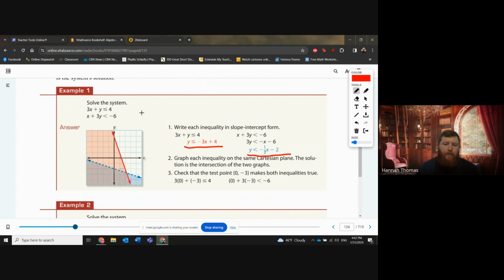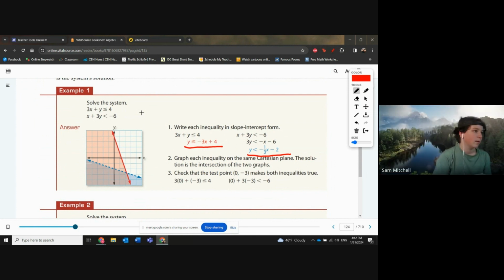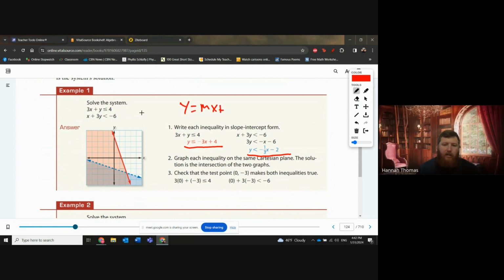So in slope-intercept form, what stands for the y-intercept? The b. Yeah, b. So y equals mx plus b, and here is the y-intercept. The first one is going to be at 4, right here, and the other y-intercept is going to be at negative 2, right there. See where I drew those dots?